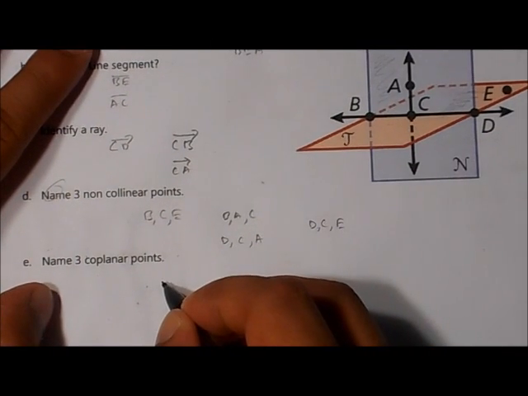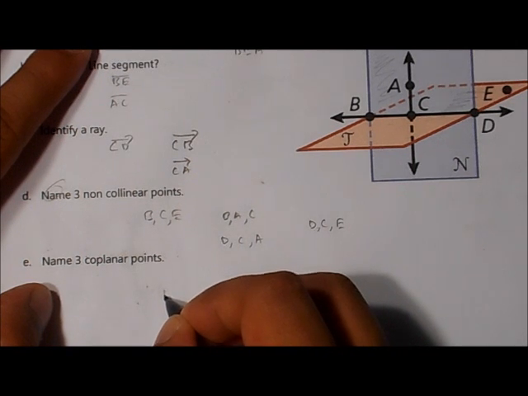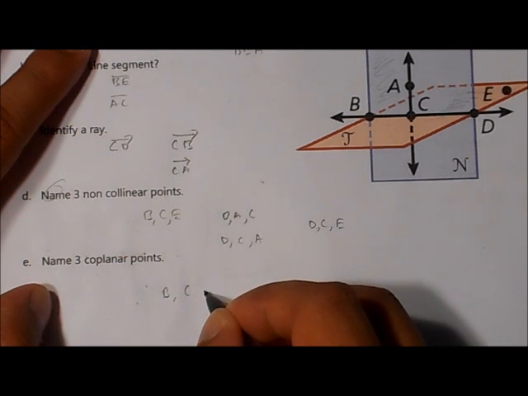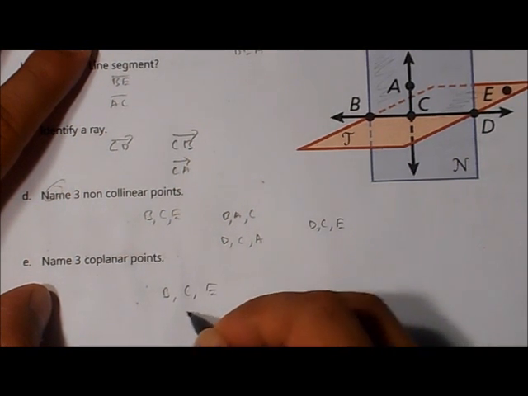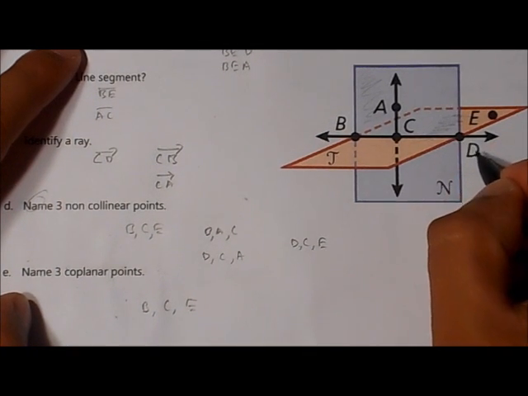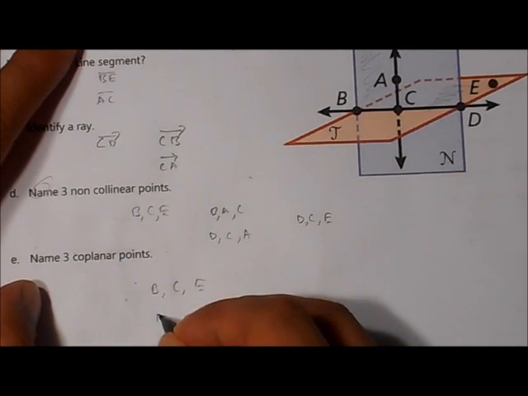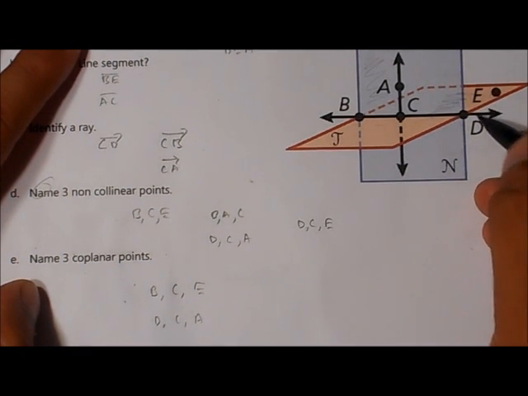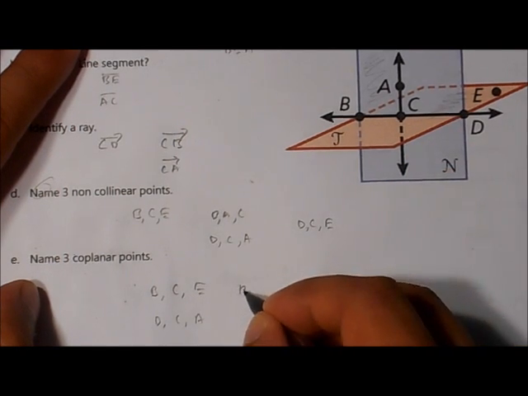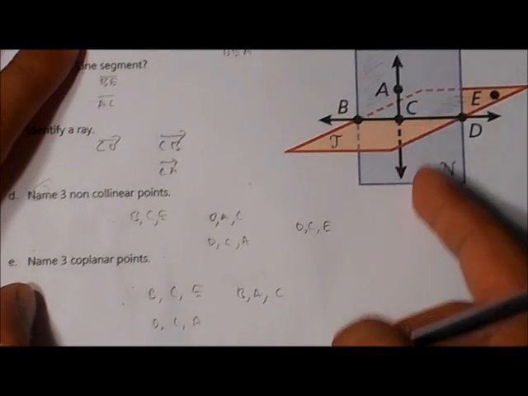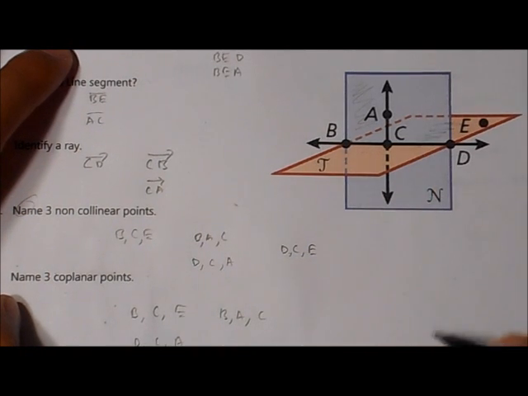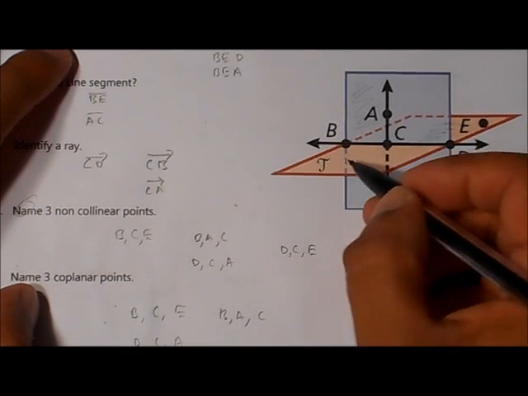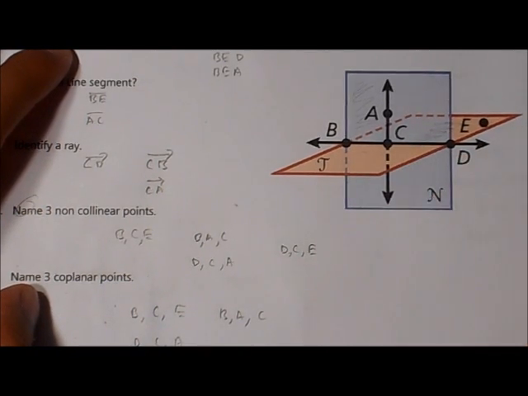So for 3 coplanar points, on the red plane we can see B and C are on it, and we go with E. Now on the blue plane we can use D, C, and A. Or we can use BAC that are on the blue plane. This cursive letter is what the name for the blue plane will be, plane N, and this one would just be plane T for the red plane.